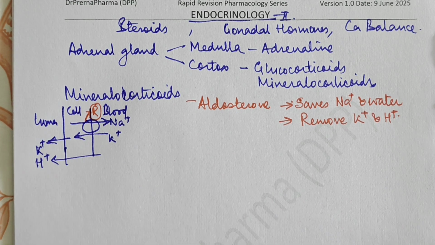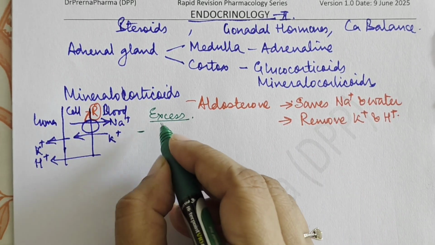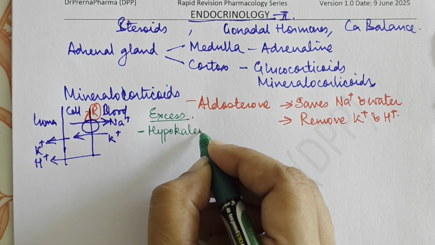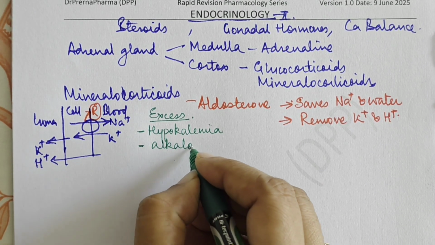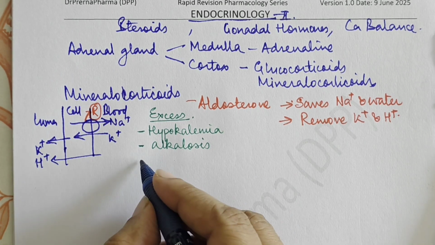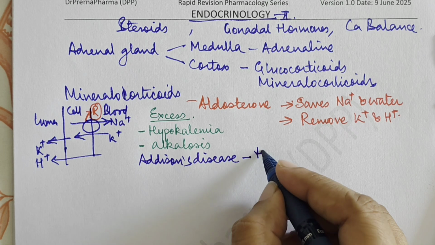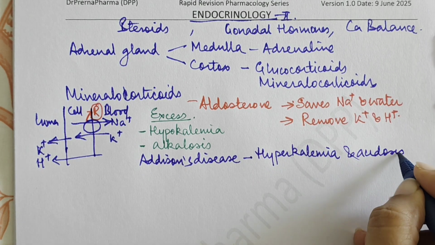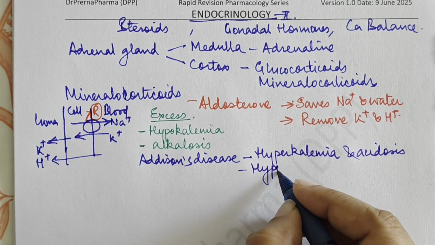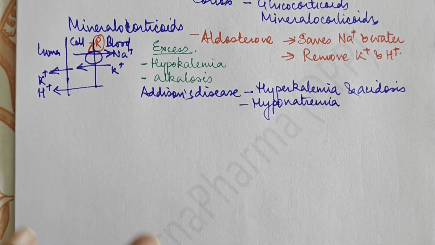Okay, so if we have excess of aldosterone, then what will it cause? It will cause hypokalemia, because it is throwing potassium outside in the urine, and it will cause metabolic alkalosis. Okay, and in Addison's disease, which is basically the deficiency of aldosterone, it will cause hyperkalemia and metabolic acidosis. And along with that there will be hyponatremia also, because sodium will be lost in the urine. So these are the generalized physiological features which are seen with the mineralocorticoids.